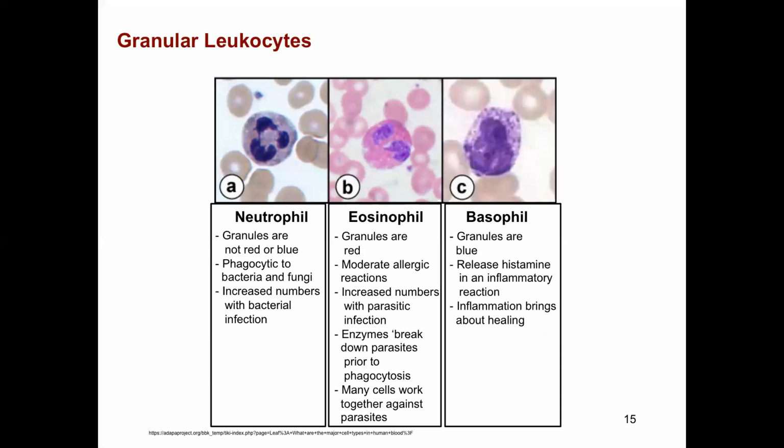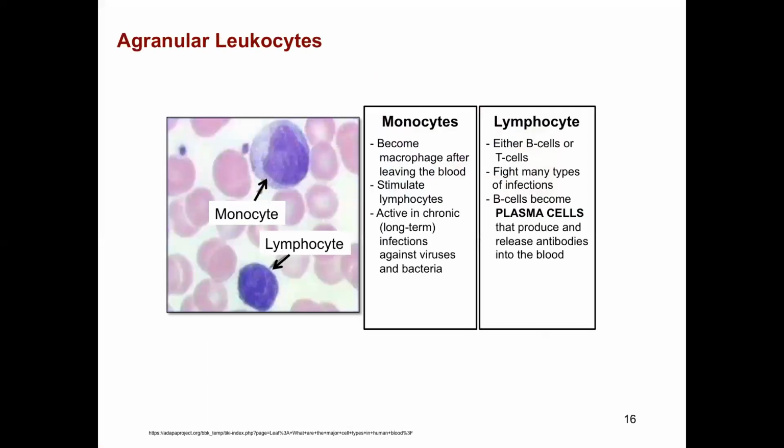Now, agranular leukocytes. So here we have the monocytes, which I mentioned to you become macrophages after they leave the blood. So they're going to be activated in long-term infections against viruses and bacteria. And then we have the lymphocytes, and we really don't talk about these in this class because we skip over our chapter on immunity. But this is your learned immunity or educated immunity. These lymphocytes are your antibody producers.